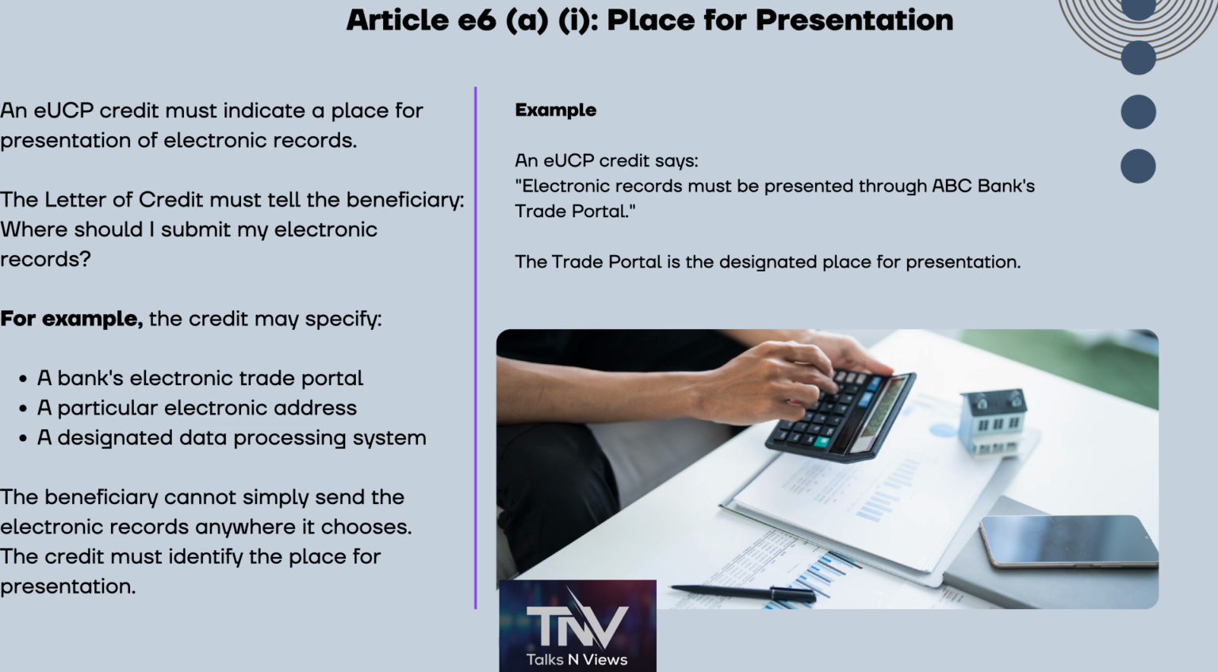The beneficiary cannot simply send the electronic records anywhere it chooses. The credit must identify the place for presentation. Example: an eUCP credit says, electronic records must be presented through ABC Bank's trade portal. The trade portal is the designated place for presentation.